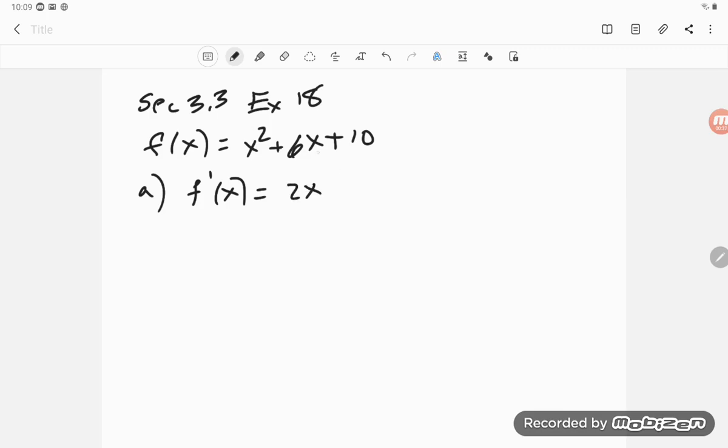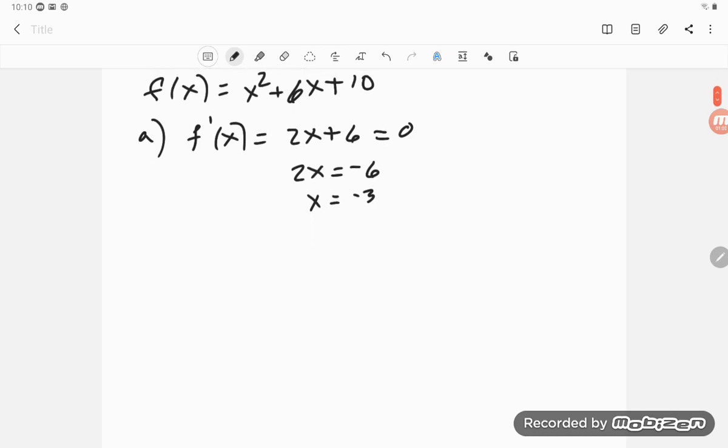Derivative of x squared is 2x, derivative of 6x is 6, and derivative of 10 is 0. And I need to set that equal to 0 and solve for x. So 2x equals -6, x is -3. Okay, so my only critical number is x equals -3, and the derivative is defined everywhere, so that's not an issue.